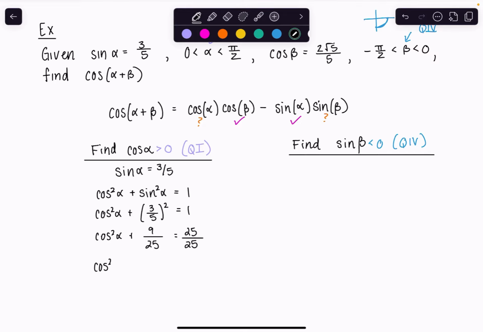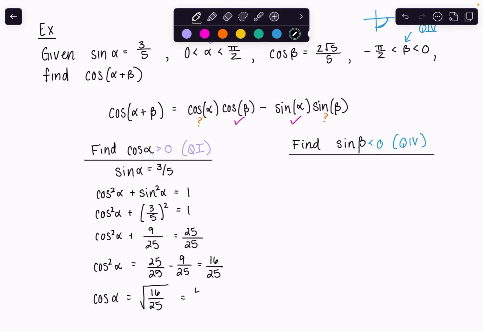Then moving that to the other side, cosine squared of alpha is 25 over 25 minus 9 over 25, which is 16 over 25. So I'm going to go ahead and take a square root. And again, normally you get a plus or minus, but because I know cosine is positive, I just get the positive case. And so taking the square root of each, cosine of alpha is going to be 4/5. Okay.